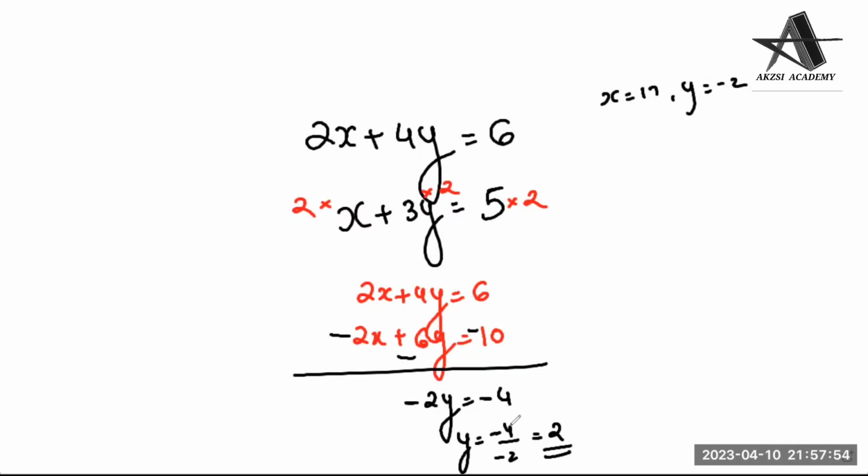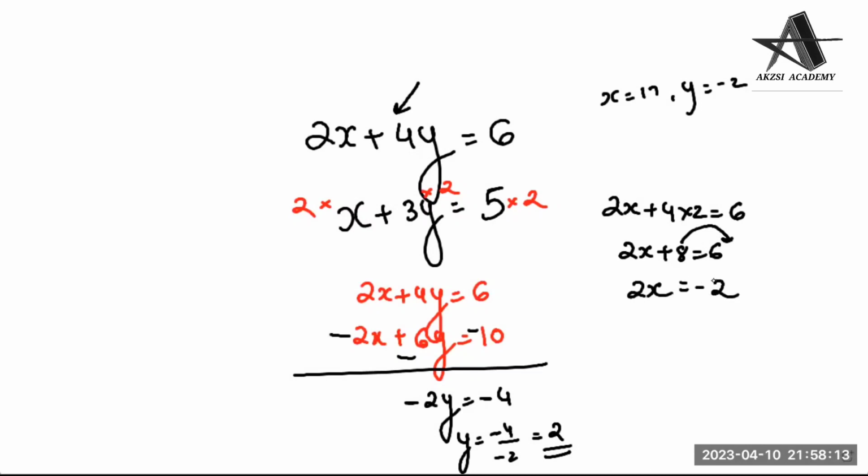Once you have the value of y, put the value of y here in either of the equations. So 2x plus 4 times 2 is equal to 6. 2x plus 8 equals 6. 2x equals, transposing there, we'll get negative 2. x is equal to negative 1.